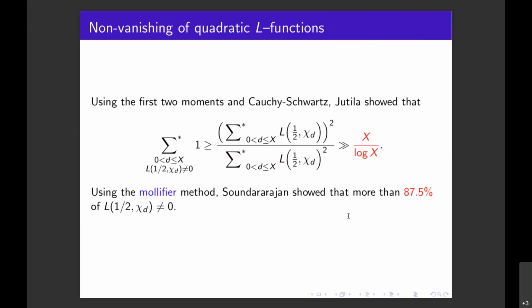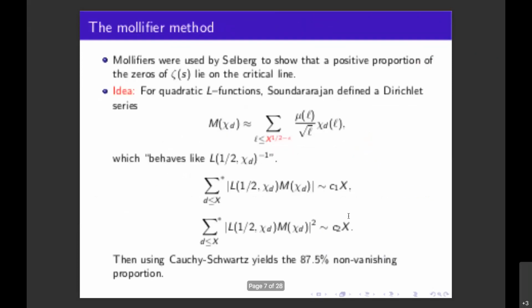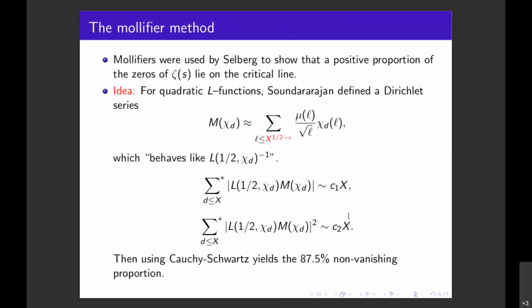So Soundararajan, in the same paper where he computed the second and the third moment, also showed that more than 87.5% of the L-functions are non-vanishing at the critical point. He proved this using the mollifier method, which goes back to using moments. I want to describe the mollifier method a little bit because it will be important in what I'm going to talk about later. Mollifiers have been used for a while. They were used, for example, by Selberg to show that a positive proportion of the zeros of zeta lie on the critical line.